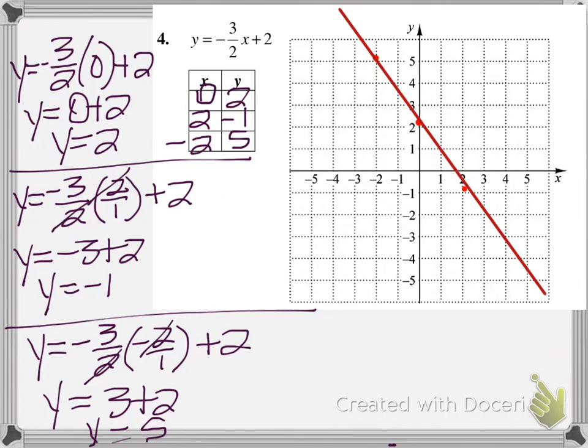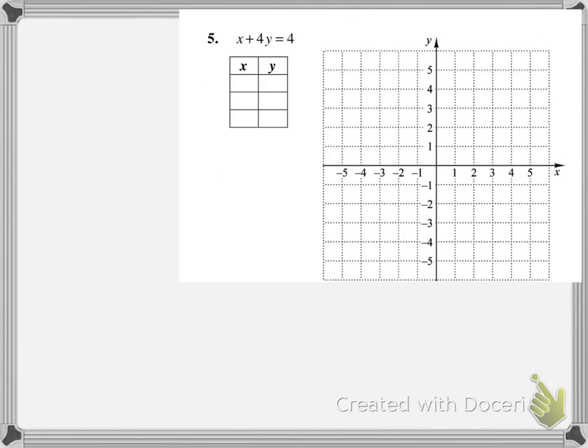That's pretty close. And put my arrows on the end. And there's my line. And every ordered pair on that line represents a solution to our original equation. Let's do another one.